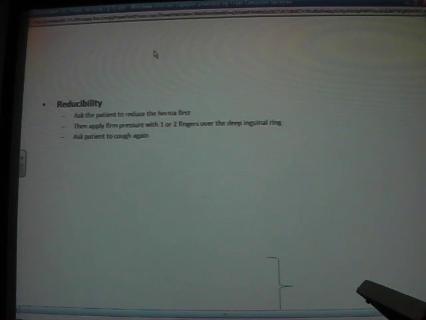That's when you need to find the deep inguinal ring. So two fingers halfway between the anterior superior iliac spine and the pubic tubercle. Firmly press down, ask the patient to cough. If the hernia comes out, it is direct.